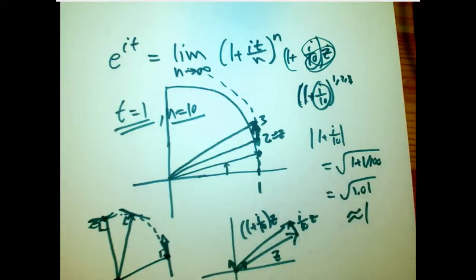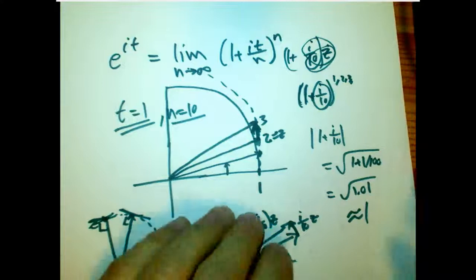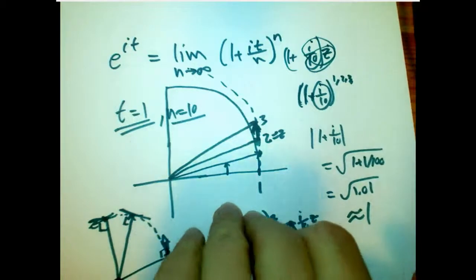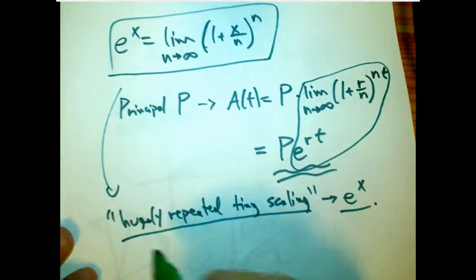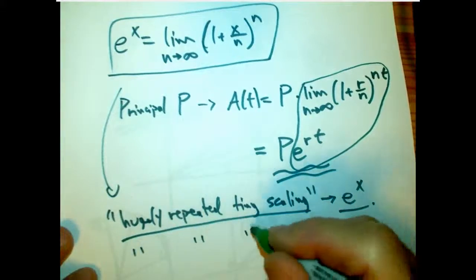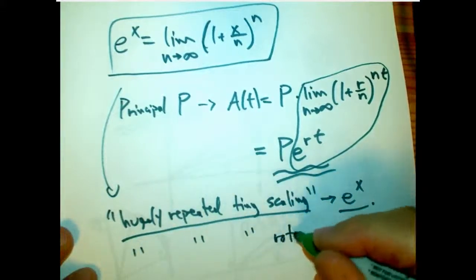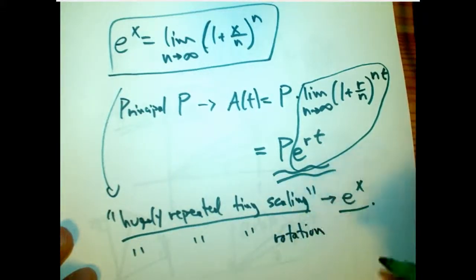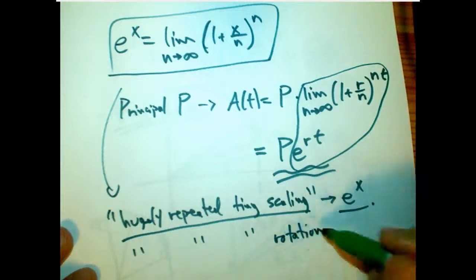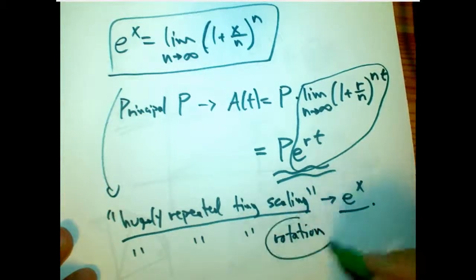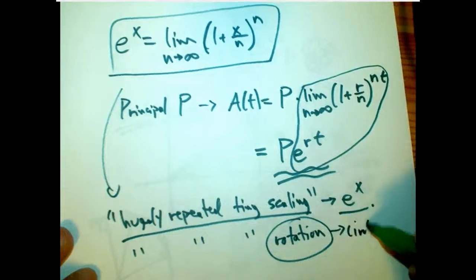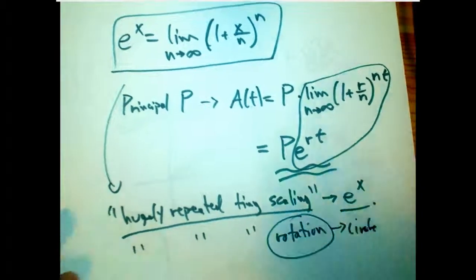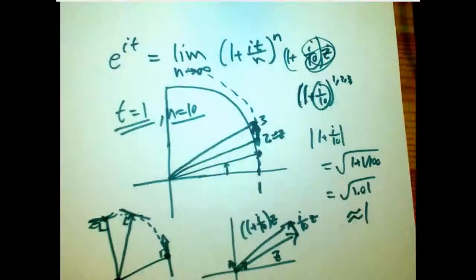Okay, so as I ask in the PDF, if this model was hugely repeated tiny scaling, then it's going to be hugely repeated tiny rotation, okay? Or moving perpendicular to yourself. Or in other words, it's going to be rotation in a circle. If you just always keep rotating by little bits, you're going to rotate when you do the whole thing.